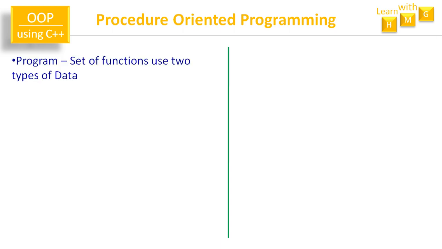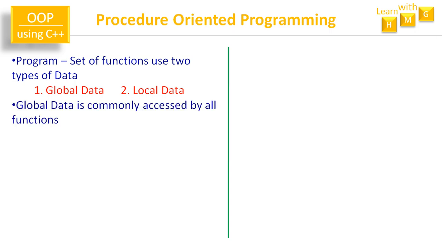Then these functions use two types of data. One is global data and second is local data. The global data is commonly accessed by all functions. So in a program there is some data in the form of variables, arrays or pointers, which are not part of a function, which are outside the function. They are declared in the program but outside the function, and this is the global data. Global means it is available or accessible to all the functions within the program. So they are commonly accessible to all functions.